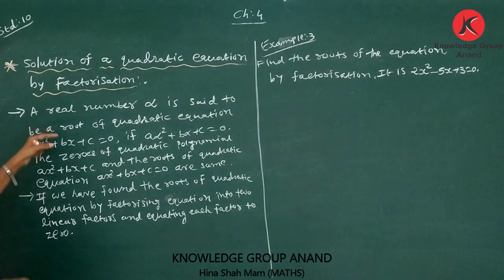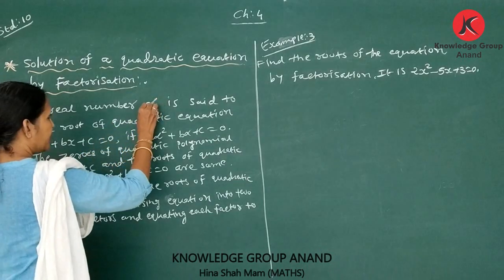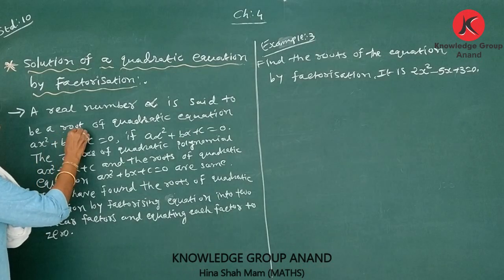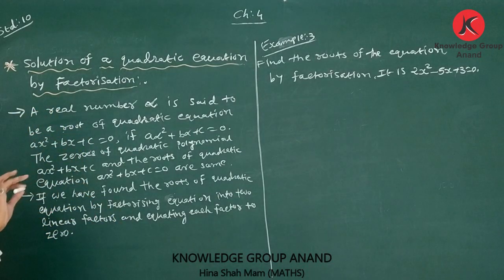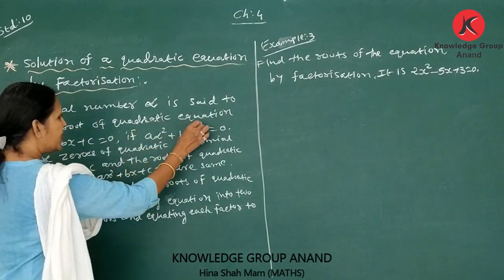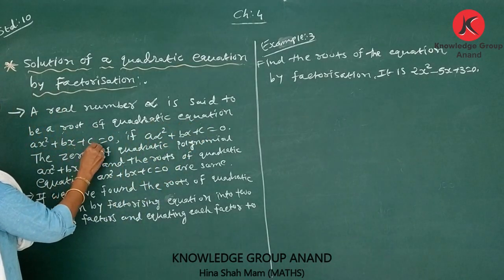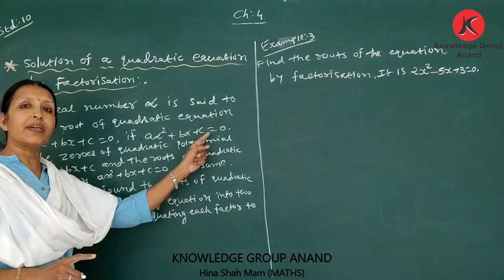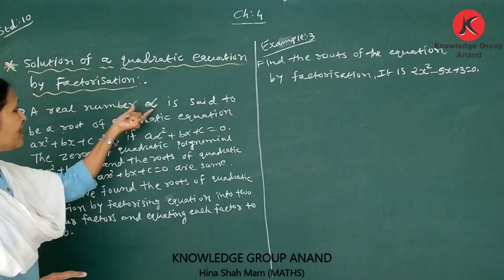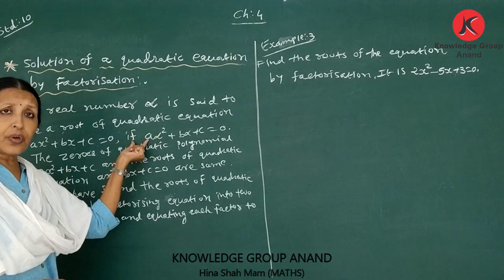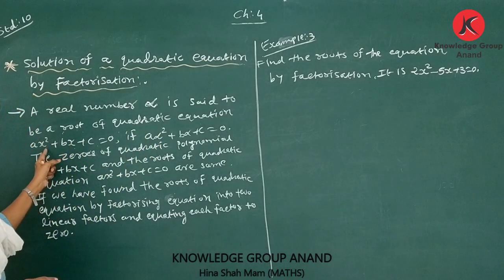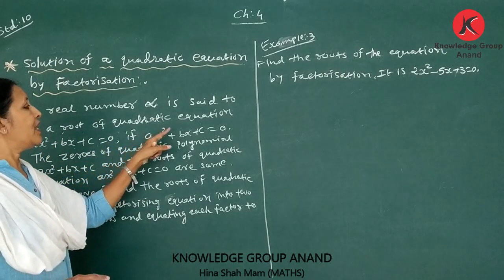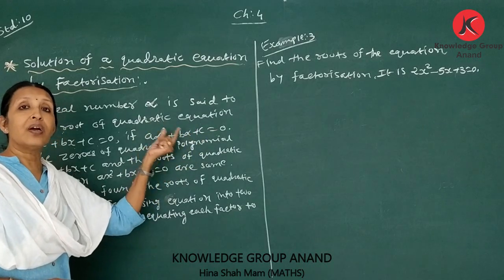Now, a real number alpha is said to be a root, or zero (root and solution are the same), of the quadratic equation ax square plus bx plus c equal to 0 if a alpha square plus b alpha plus c is equal to 0. Here the real number alpha is said to be a root of this equation, so the root is alpha.